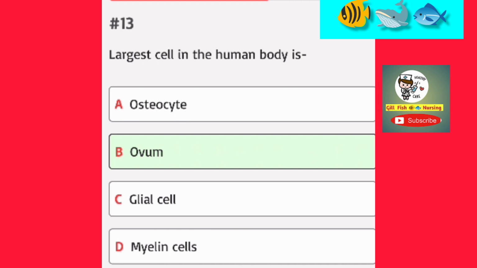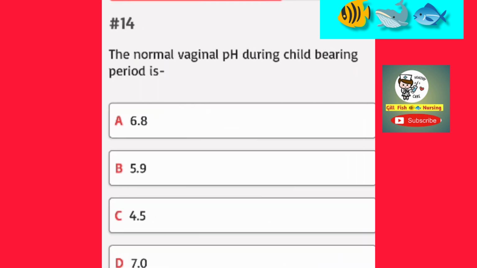Okay. And which is the smallest cell? That will be the male sperm. Okay, fine. Okay, next question.